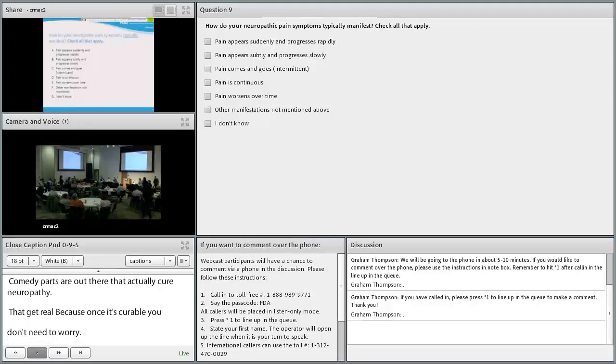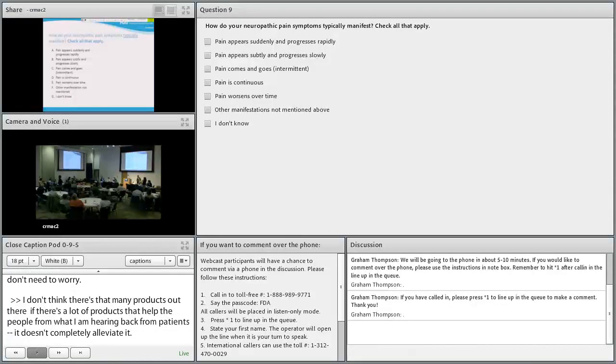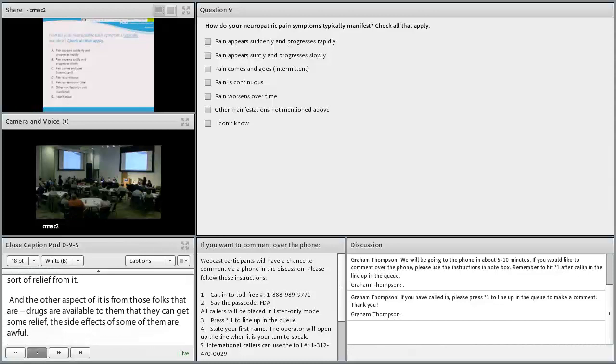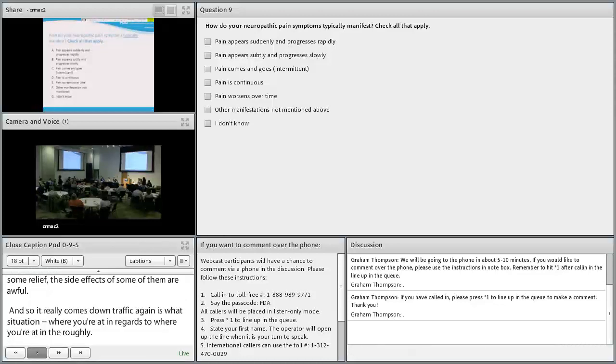And there are too many patients out there that have the pain so severely and they can't get any sort of relief from it. And the other aspect of it is from those drugs that are available to them that they can get some relief, the side effects for some of them are awful. And so it really comes down to, I think, again, it's what situation, where you're at in regards to where you're at in the neuropathy. And the people that suffer from the pain and they're in the severe pain are not here today.